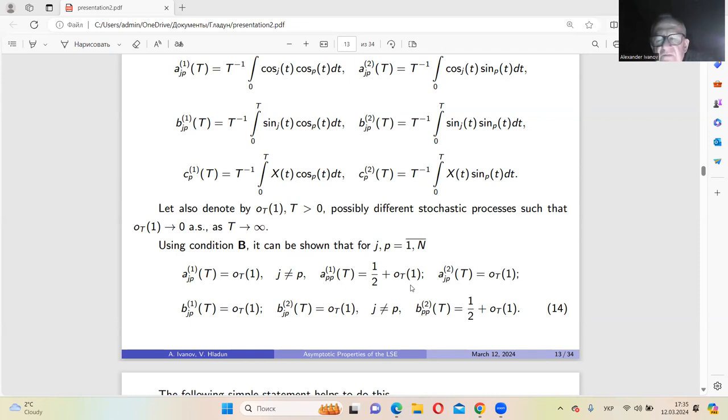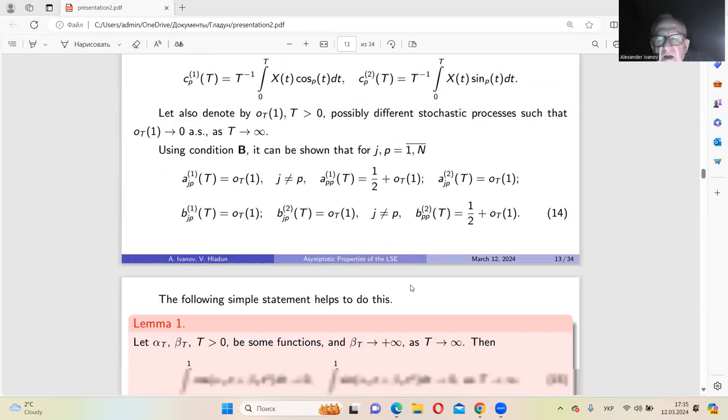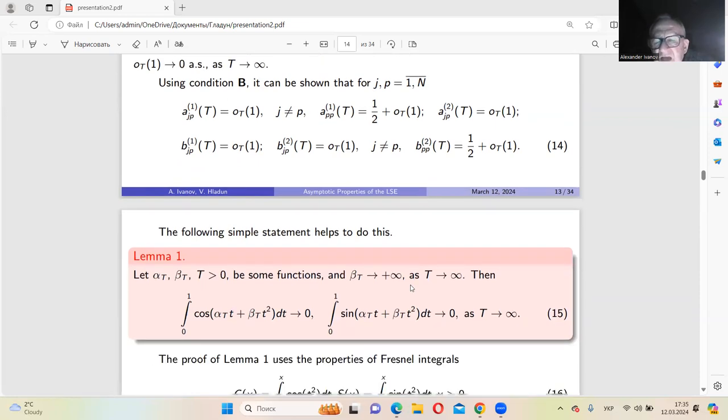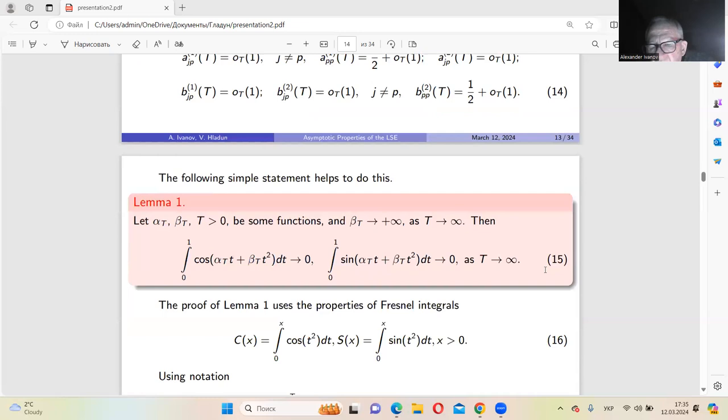This is formula 14. The following simple statement helps to do this; it's a really simple lemma. Let alpha t and beta t be some functions, and beta t tends to plus infinity as t tends to infinity. Then we have the relations 15.